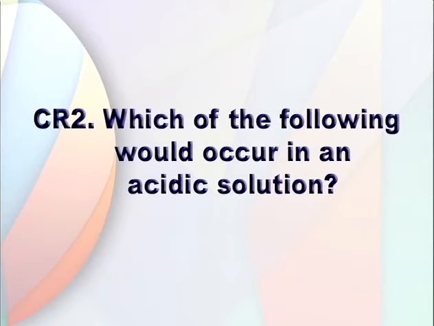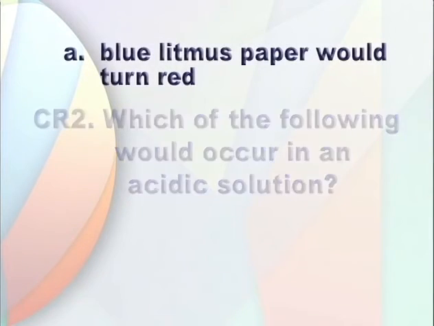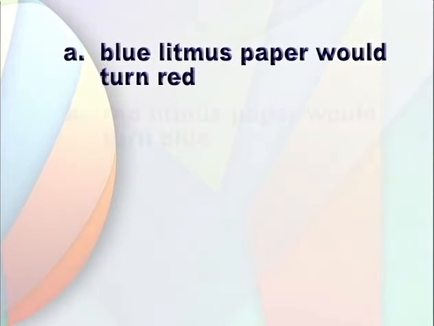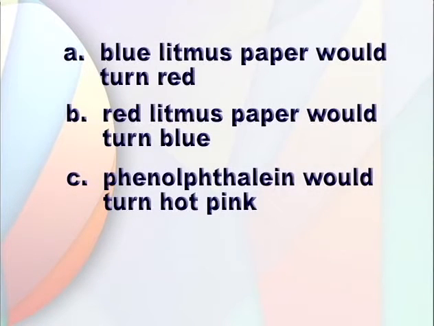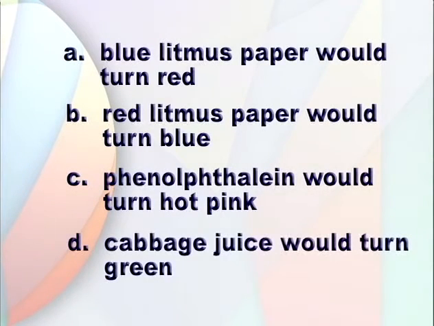Cumulative review question number 2. Which of the following would occur in an acidic solution? A. Blue litmus paper would turn red. B. Red litmus paper would turn blue. C. Phenolphthalein would turn hot pink. D. Cabbage juice would turn green.